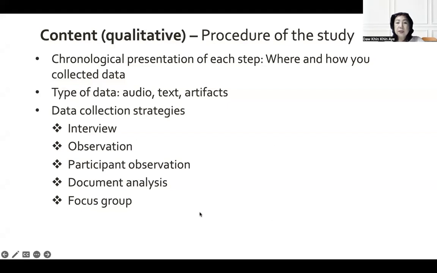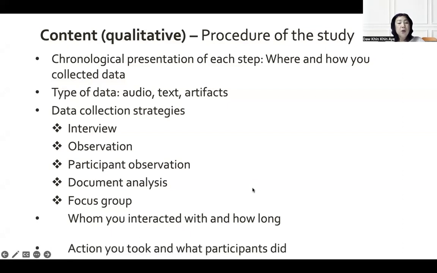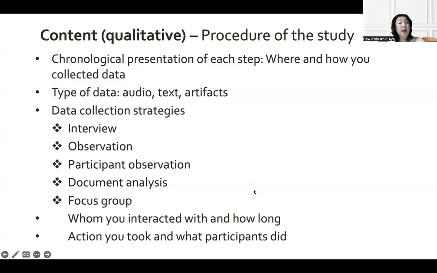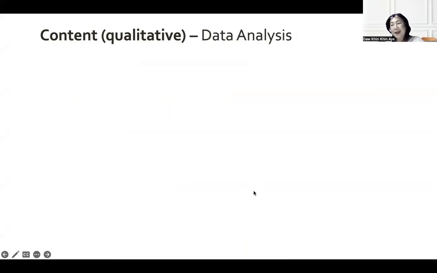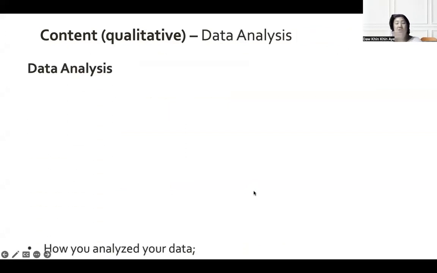State very clearly whom you interacted with in this interview and how long. The action you took and what the participant did as well during the process of data collection.